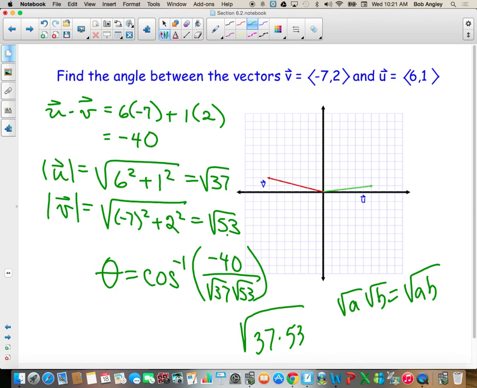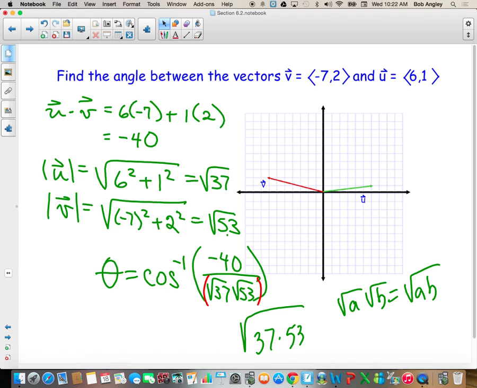Because if you put them as separate square root signs, unless you put a parenthesis around them, like I'm doing right here, then the calculator is going to take that as negative 40 divided by the square root of 37, get that number, then multiply by the square root of 53, and quite often you'll get an error message because you're going to get a value bigger than, in absolute value, 1, and so you couldn't take the inverse cosine of it. So it is important to enter it this way to keep from making that mistake.